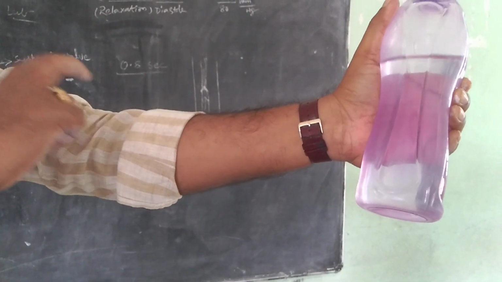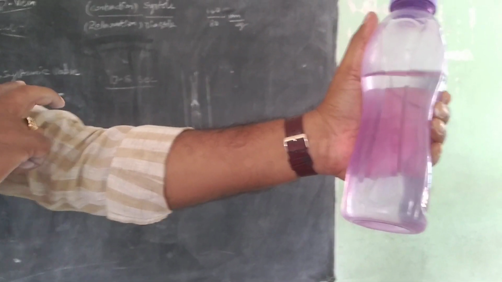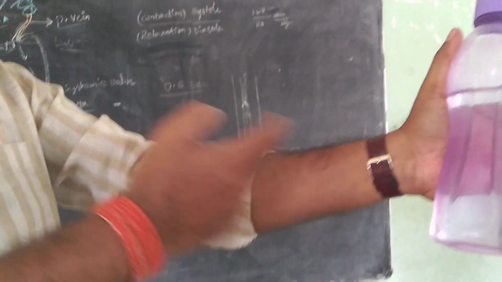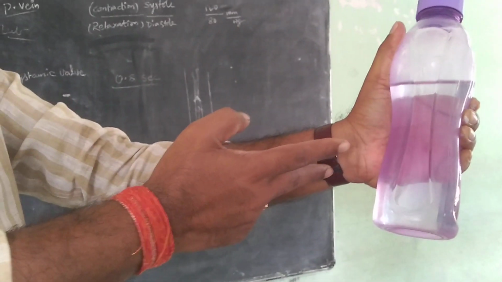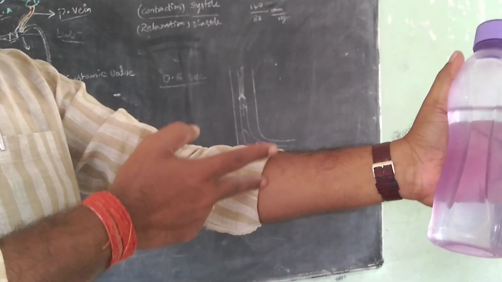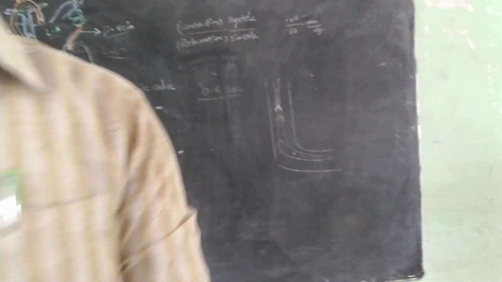The arteries bulge towards the heart, because the arteries begin from the heart. The veins travel towards that heart. Okay.